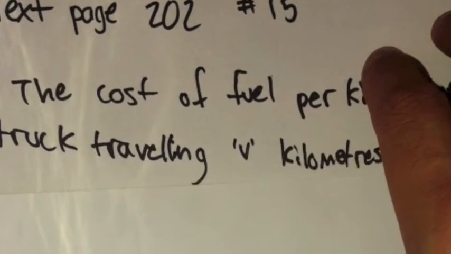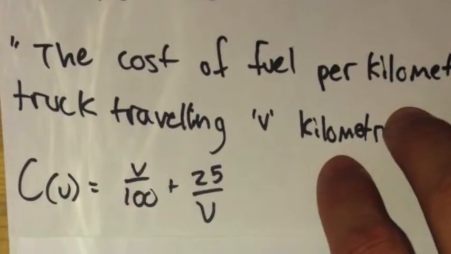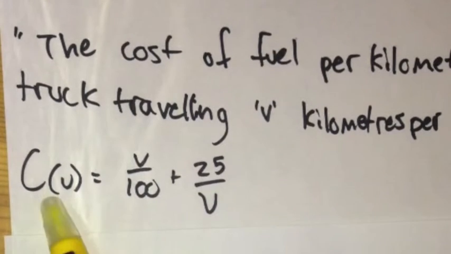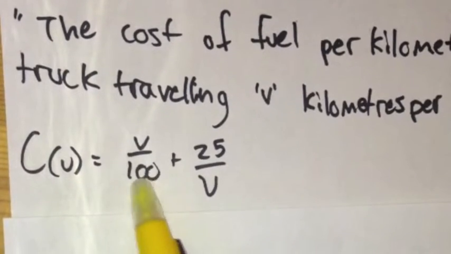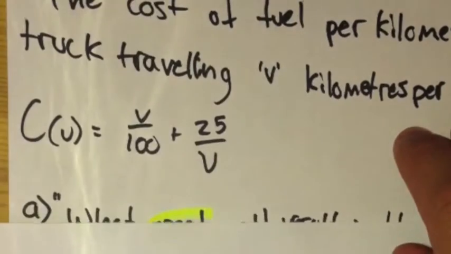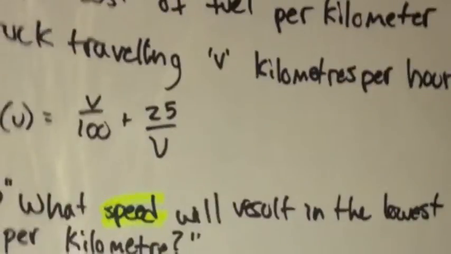Alright guys, today we're going to be working in our textbooks, page 202, question number 15. The cost of fuel per kilometer for a truck traveling v kilometers per hour is given. So the equation that's given is C of v, where v is kilometers per hour: C(v) = v over 100 plus 25 over v is the original equation. The first question asks, what speed will result in the lowest fuel cost per kilometer?